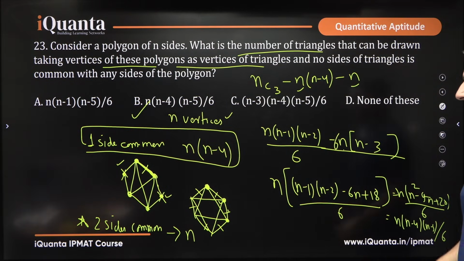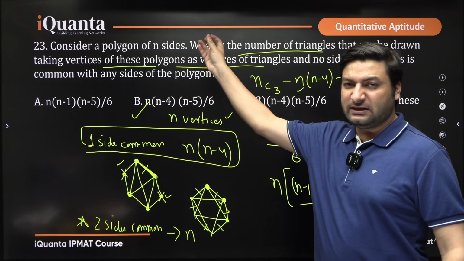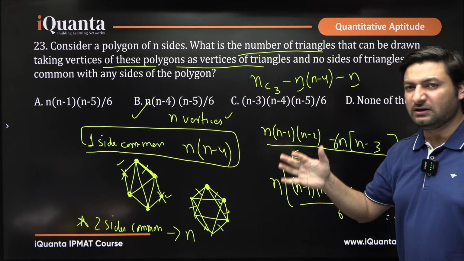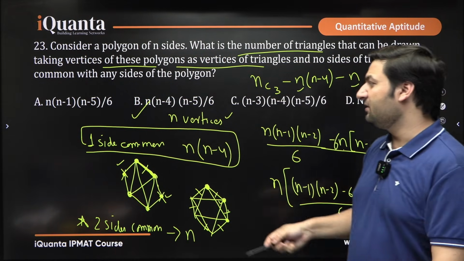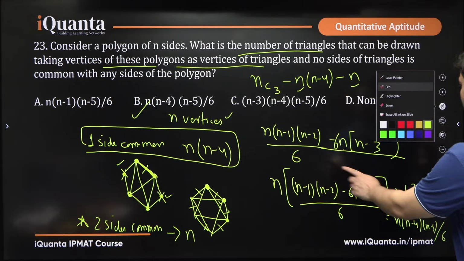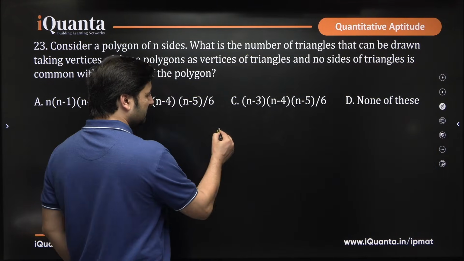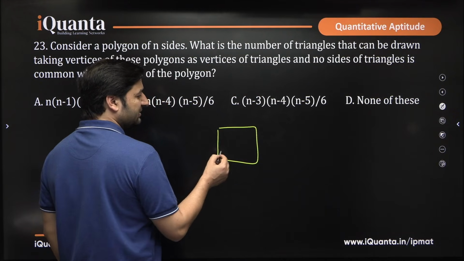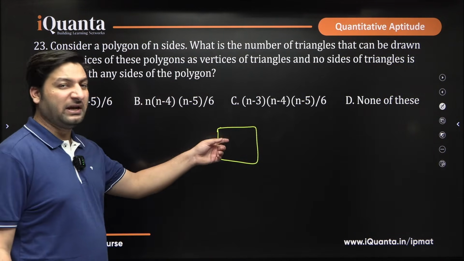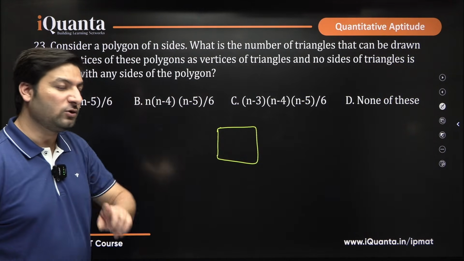And you can simply remember that these types of questions can also be checked through options. Suppose this is my answer, option B, suppose I check with a 4-sided figure. This is a 4-sided figure having 4 vertices. Can you form any triangle here that does not have any side common with the square?